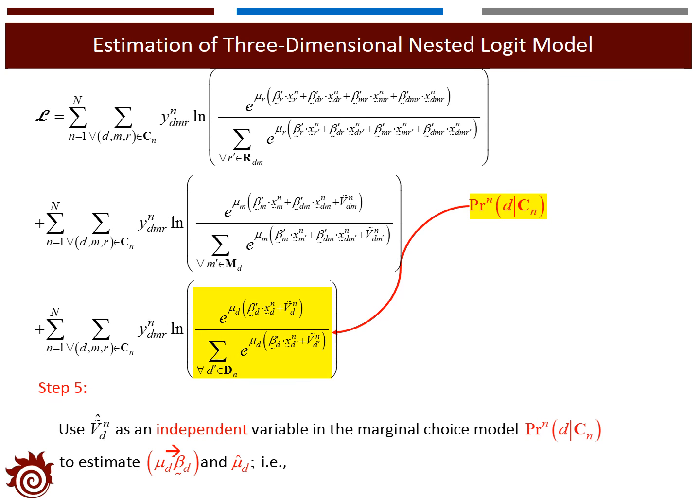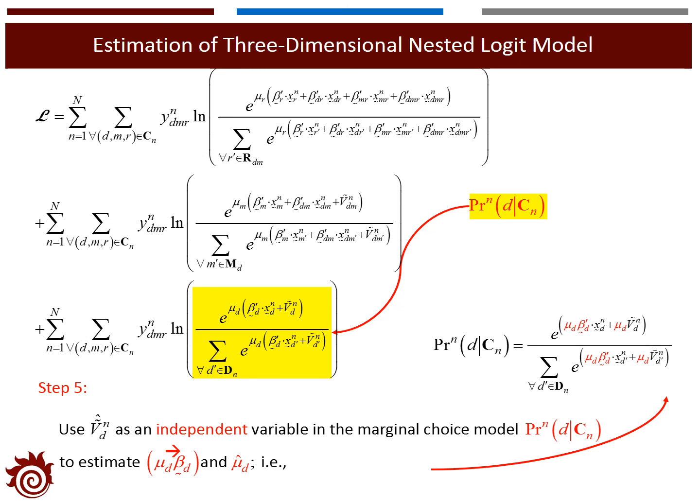In the last step, we will apply the estimated log sum term V_D,n hat as an independent variable in the marginal choice model and apply the regular MNL model estimation to get the values of the two parameters mu_D times beta_D and mu_D hat. Also, with these two estimated parameters, we can find the value of beta_D hat as mu_D times beta_D over mu_D hat. That's all about the estimation of the nested logit model.